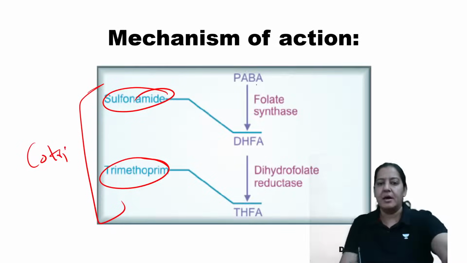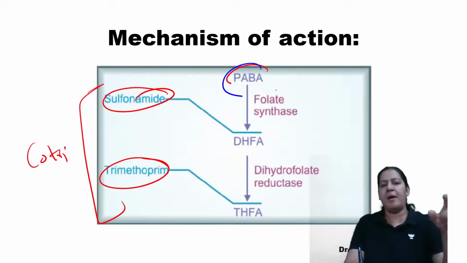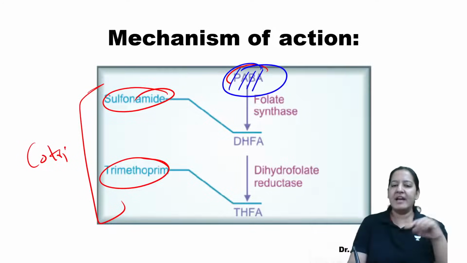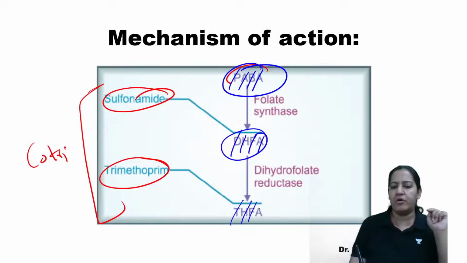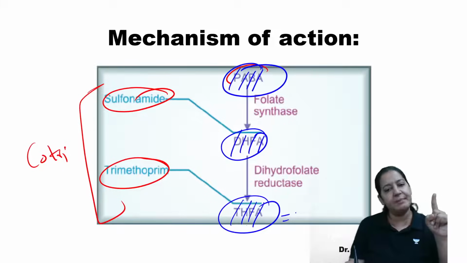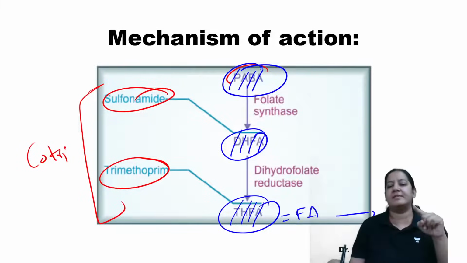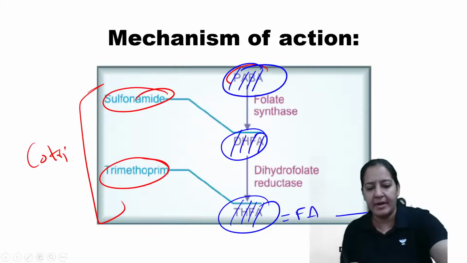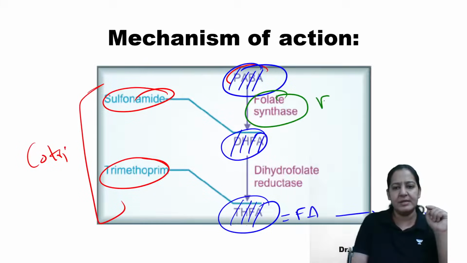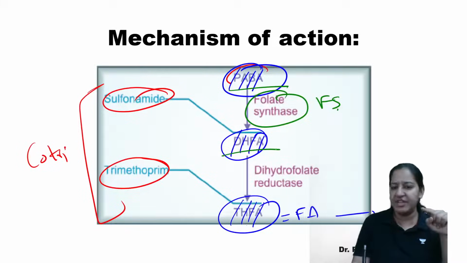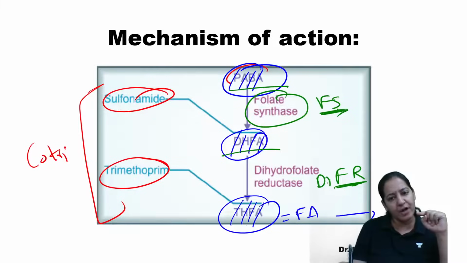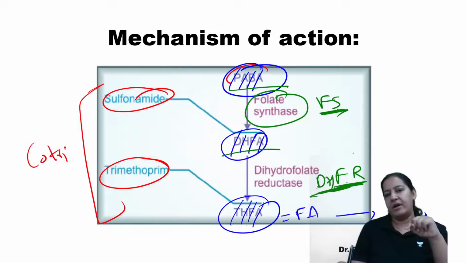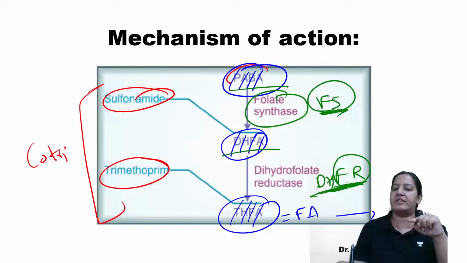In the synthesis of folic acid, you can see this is PABA, para-aminobenzoic acid, which gets converted into dihydrofolic acid, and dihydrofolic acid is converted into tetrahydrofolic acid. And this tetrahydrofolic acid is the main folic acid, and this is required for DNA synthesis, right? Now, two enzymes are required. The first enzyme is folate synthetase, which converts PABA into DHFA, dihydrofolic acid, and the second enzyme is folate reductase. This is folate synthetase, this is folate reductase. Actually, dihydrofolate reductase, say DHFA. One is folate synthetase, the second is folate reductase.